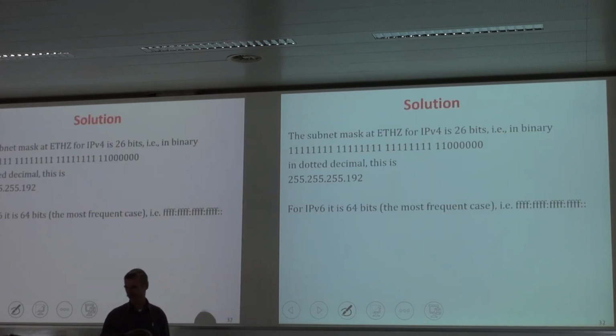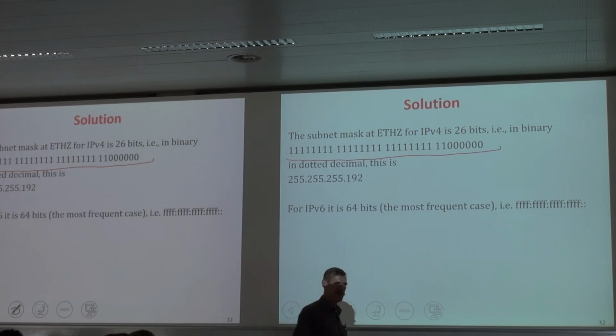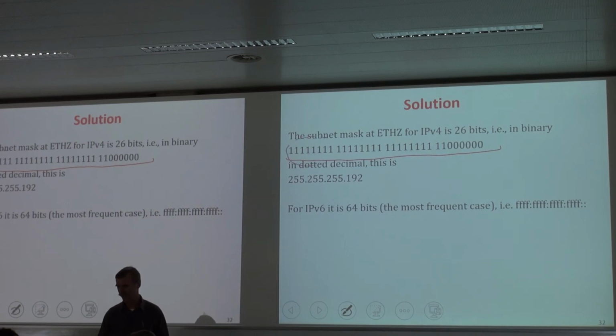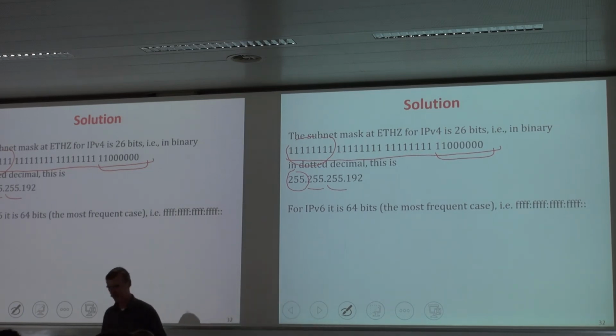So first for IPv4, right? If we painfully write all the subnet mask of 26, that's what we get. Now we group this by blocks of 8 bits. This first block is 255, etc. So 255, 255 is the last one. Well, you need to convert, so take your calculator. 128 plus 64 gives 192. So that is the subnet mask.